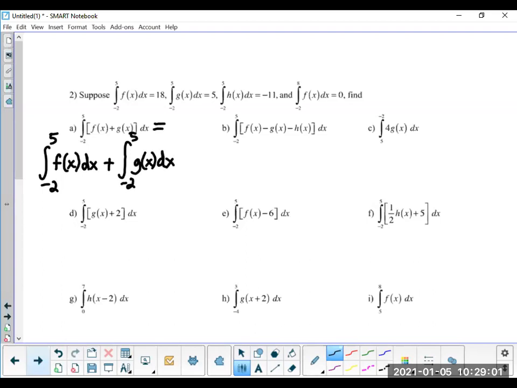Makes a lot of sense, right? That's the way math ought to work here. Well, integrals are no different. They work the way they ought to. So the area, I don't have to calculate it, it's given to me. For f it is 18, and for g it is 5, which means that we have a value here of 23. Pretty nifty.